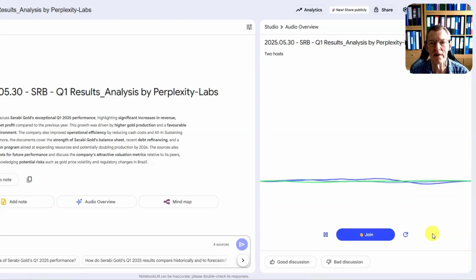The drivers for this strong improvement, as the sources indicate, were higher gold production, just over 10,000 ounces, an 11% increase year over year, and a significantly higher average realized gold price of $2,908 per ounce, which we can now compare to any price forecasts that might have been included in that ShareScope data. The improved operational efficiency also played a big role.